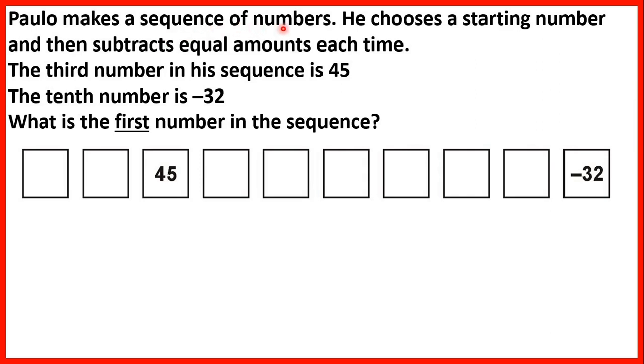Paulo makes a sequence of numbers. He chooses a starting number and then subtracts equal amounts each time. The third number in his sequence is 45. The 10th number is minus 32. What is the first number in the sequence? So we know that he subtracts equal amounts each time, but we need to find what that amount is.